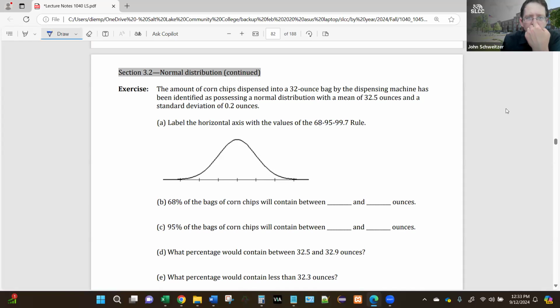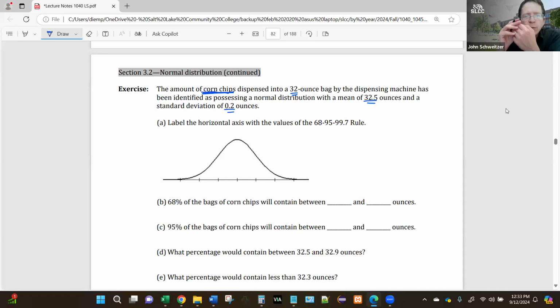This time we're back to doing quality control. So we're back to working at the plant again as some kind of quality control engineer. And now we're working on the machine that does corn chips. And so we're producing these 32-ounce bags of corn chips. The mean is 32.5. So that's our target. Notice they target it just a little bit higher than the advertised amount, which means they're careful about the quality.